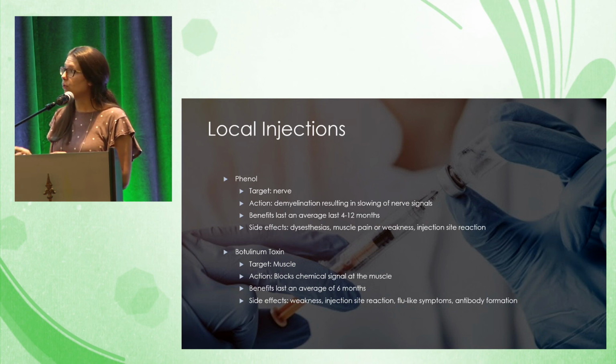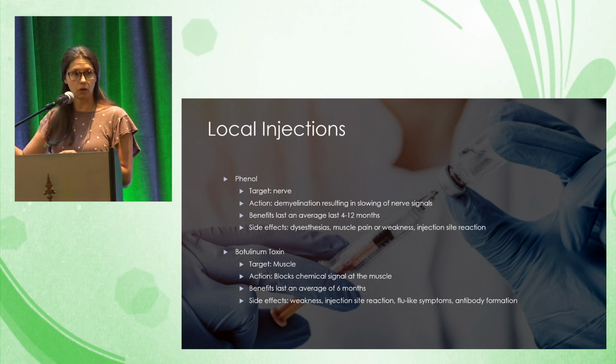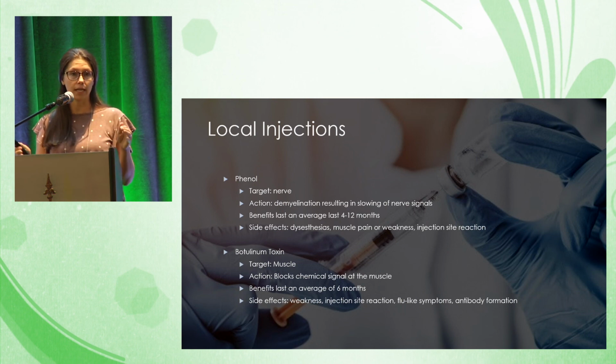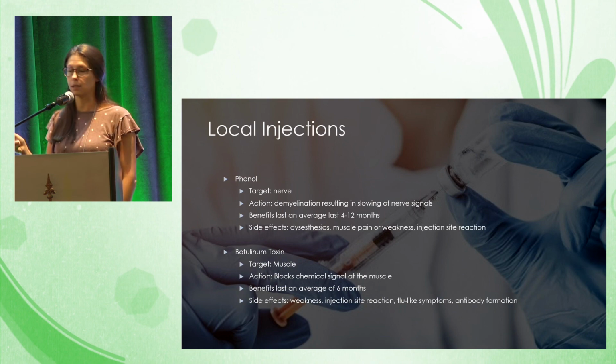And what this would do is the Phenol, it's an alcohol. It will cause some destruction of the myelin around the nerve. The myelin is what helps the signal to move along the nerve. So essentially by trying to reduce that signal from moving, you're slowing the signal down and reducing that spasticity.